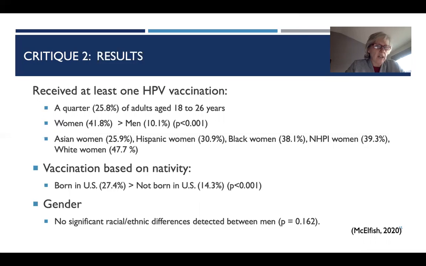When they looked at vaccination based on nativity, so those born in the US had a higher initiation rate compared to those who were not born in the US. And when they looked at gender, they found no significant racial ethnic differences detected between men. And that's men across the genders. So Asian men, Hispanic men, Black men. There was no statistical significant difference among groups of men.